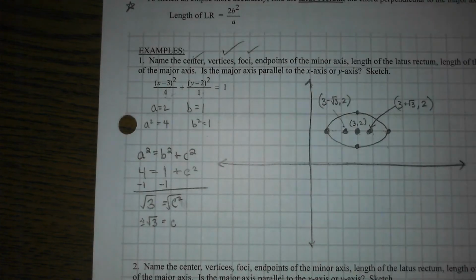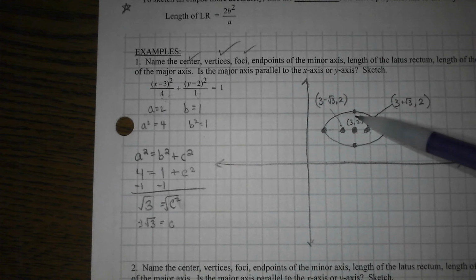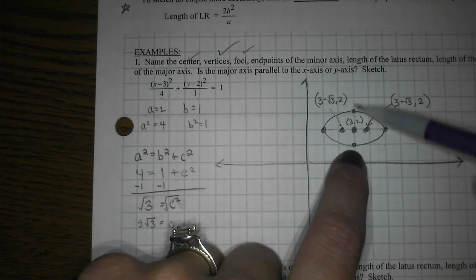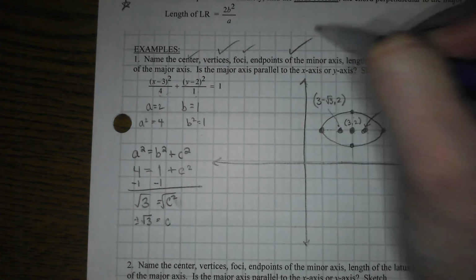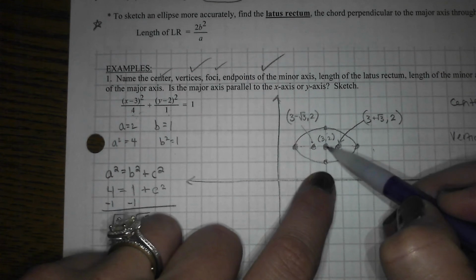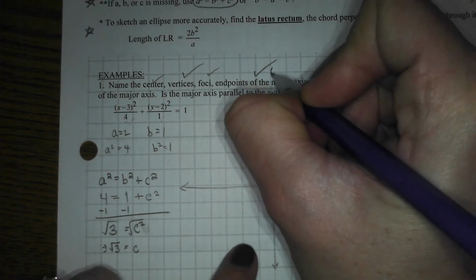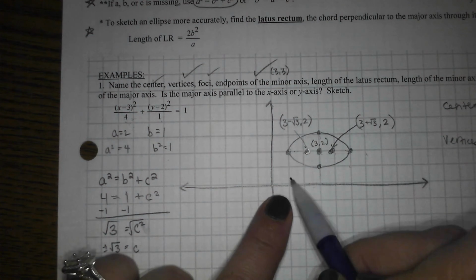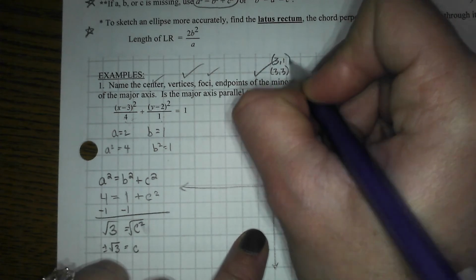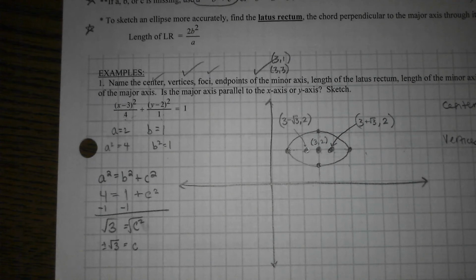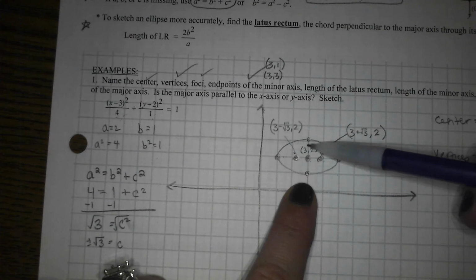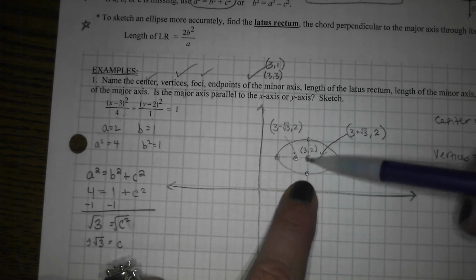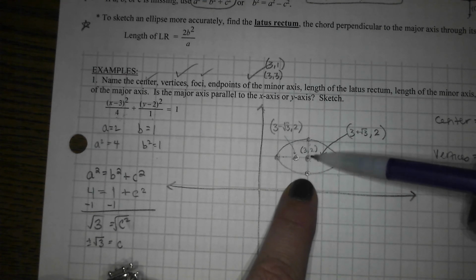So foci, endpoints of the minor axis, those would be the top and bottom here. Here's your minor axis. Here's your major axis. Yes? Endpoints of the minor axis are just, let's see, 3, 3 and 3, 1. The latus rectum is the chord perpendicular to the major axis, so that would be right here. It's really the length of your minor axis, which is how many units long? 2, right?